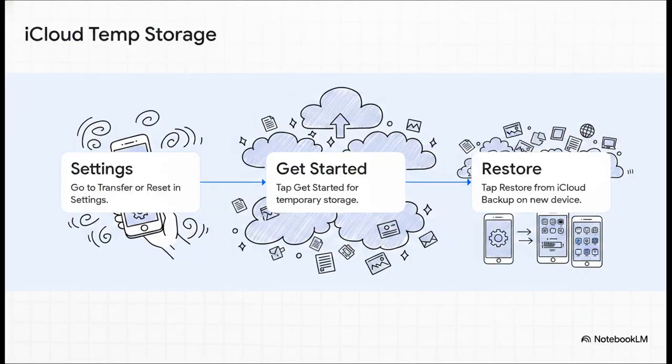To trigger this, grab your old device. Step 1, open Settings, go to General, scroll to the absolute bottom and tap Transfer or Reset iPhone. Step 2, under the Prepare for New iPhone section, just tap Get Started. If you don't have enough space, Apple will automatically offer you the free extra storage. Let it complete the backup, and again, this might take a while depending on your Wi-Fi.